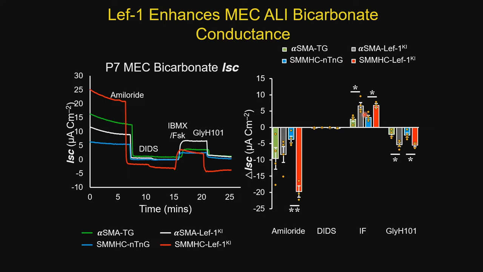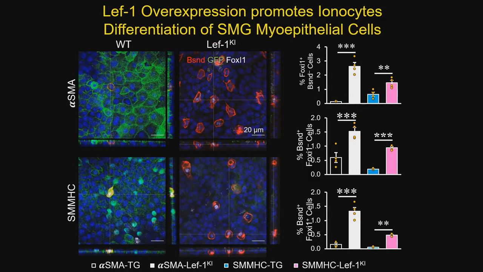All right, what about the ionocyte differentiation? To tackle that, we used immunofluorescence to stain for two markers for ionocytes, BSND in red and FOXI1 in white. And as you can see, LEF1 overexpression in myoepithelial cells resulted in a significant increase in the percentage of ionocytes in both of the Cre drivers we used. So this was quantified, and it was phenomenal. We found a significant increase, and it was very consistent. We repeated this experiment multiple times. And we have seen both the double positives and the single positives, whether it's FOXI1 positive BSND negative or BSND positive FOXI1 negative cells.